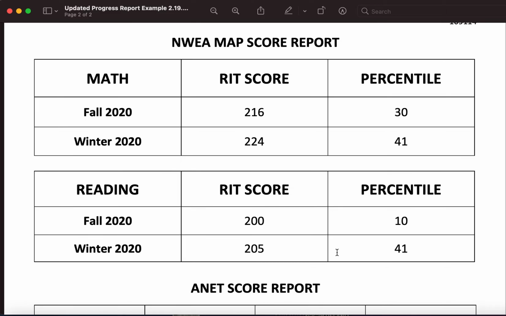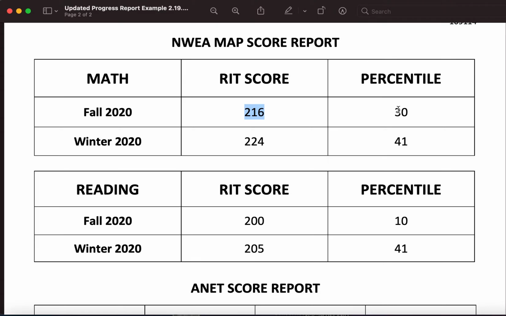The next page is going to have their benchmark grades on it. And so again, we have our MAP, which we take in the fall and the winter. And so you can see how your student is doing with those. And so here we have a student who in math took it in fall. They got a 216, and they are in the 30th percentile for their score.